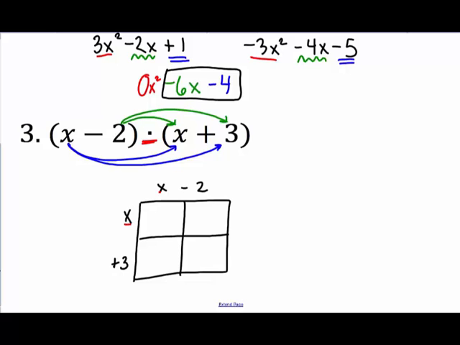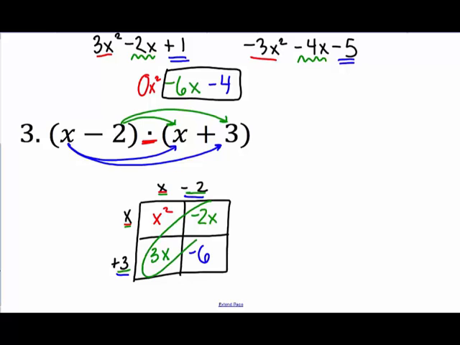So x times x gives me x squared. 3 times x gives me 3x. X times negative 2, so notice that negative sign. X times negative 2 gives me a negative 2x. And my final box is 3 times negative 2 gives me a negative 6.